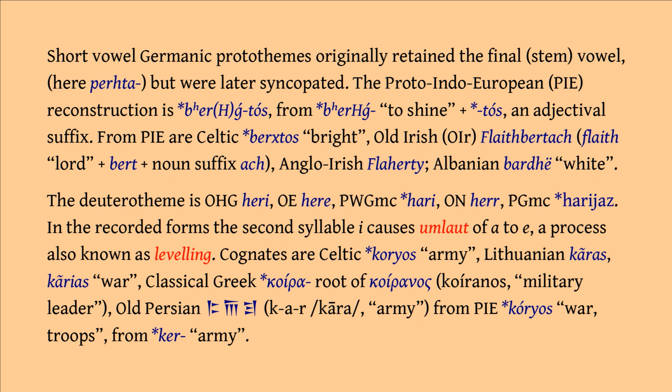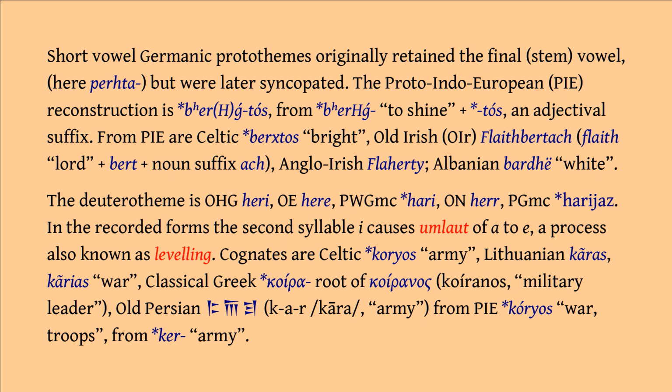Short vowel Germanic proto-themes originally retained the final stem vowel, here perchta, but were later syncopated. The Proto-Indo-European reconstruction is berchtos, from berg, to shine, plus tos, an adjectival suffix. From Proto-Indo-European are Celtic bergstos, bright. Old Irish flathbutach, flath, lord, plus bert, plus noun suffix arch. Anglo-Irish Flaherty. Albanian Bate, white.